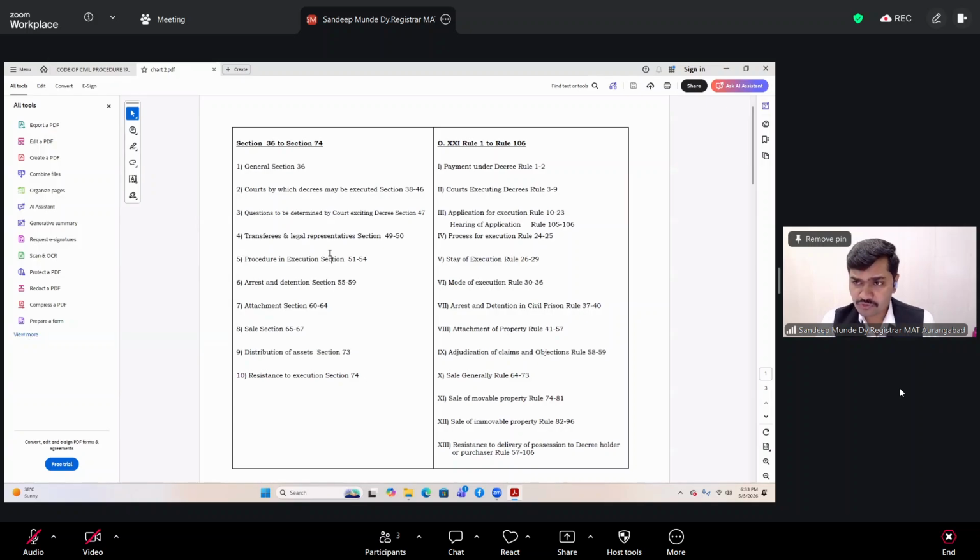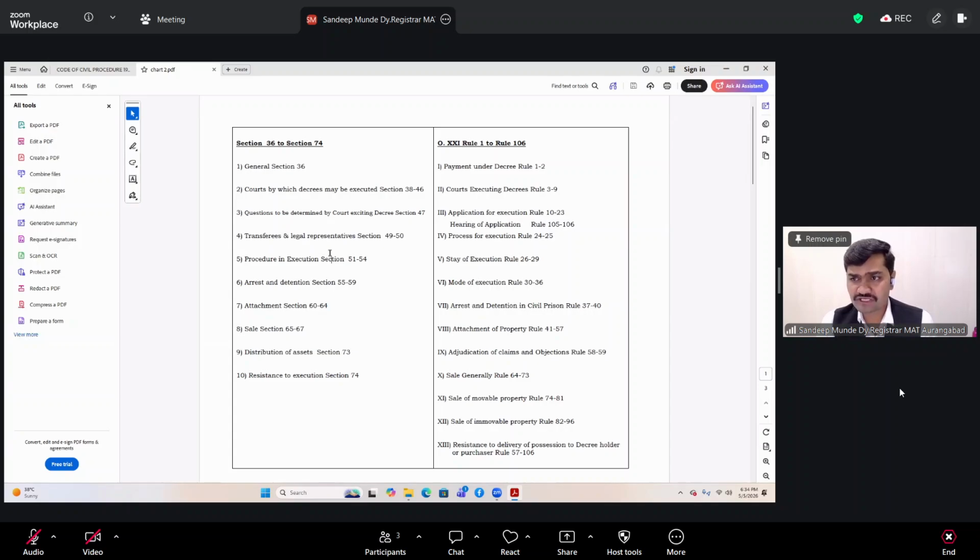Another view of the Supreme Court on the said aspect is that it is upon the court, because merely passing paper decrees will not give justice to the people. After passing of the decrees, the court should look into whether the decree got executed or not.